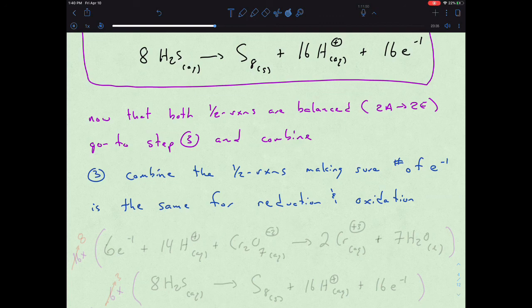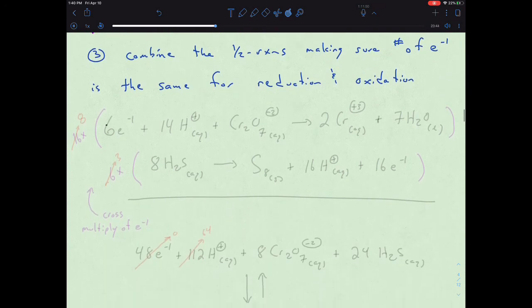So let's write those two reactions again, starting with the reduction side of things. We had our 6 electrons plus our 14 protons plus our dichromate produced our chromium ions, 2 of them, and 7 H2Os. So there's our half reaction for reduction.